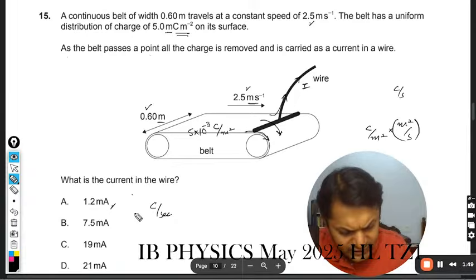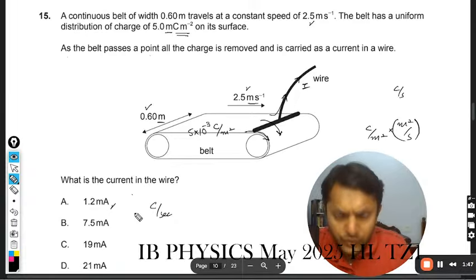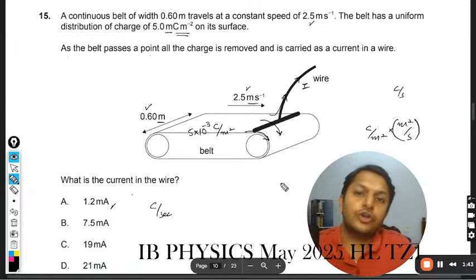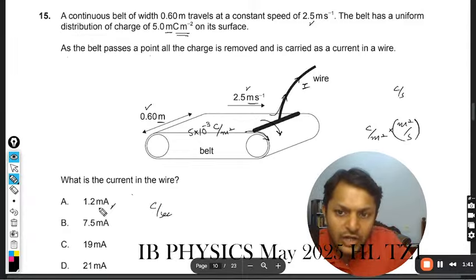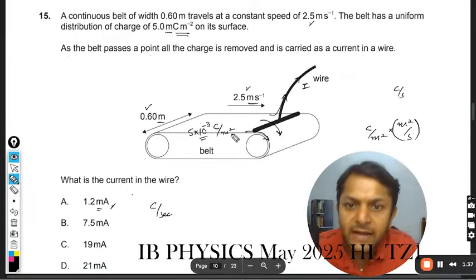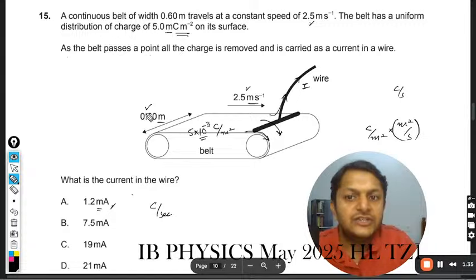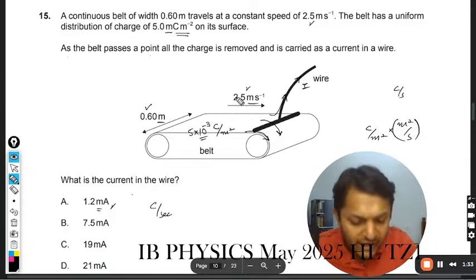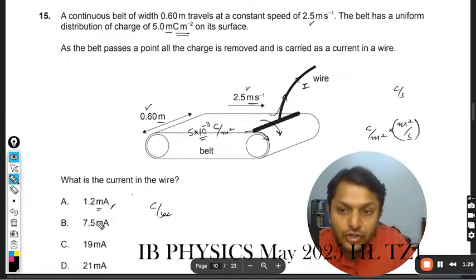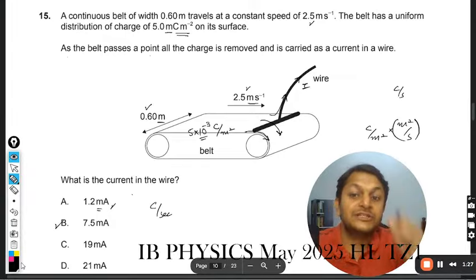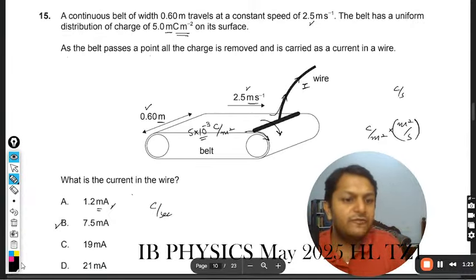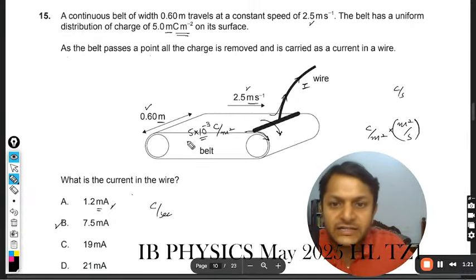So according to this explanation, the answer will be 5 into 0.6 into 2.5. I am not talking about the milli. Why? Because the answer is in milli, so I am not using the milli. I'm just multiplying 5, 0.6 and 2.5. The answer that I get is 7.5. So the answer for me is coming out to be 7.5 milliampere, which is exactly in their options. So I think B will be the correct answer for us. This is how we do it.